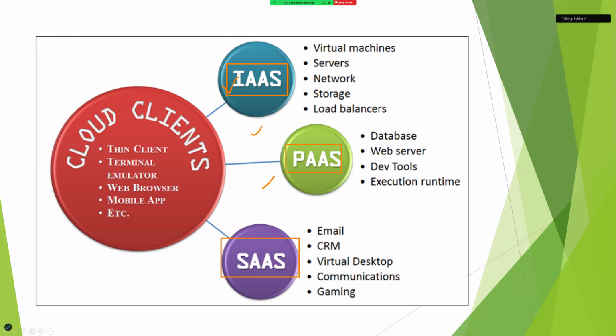Next, when you are coming to the cloud, in total we have three types of cloud service models: IaaS, PaaS, and SaaS. Infrastructure as a service means server, storage, network, and load balancer, all of which we can create within a span of a minute. It won't take more than a minute. That is infrastructure as a service.